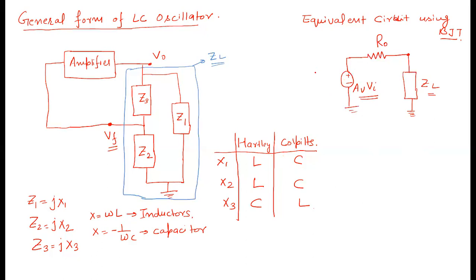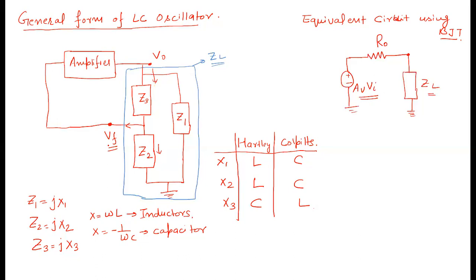Since we know the input impedance of the amplifier is very high, a minimum current will flow in this branch, and the total current will flow through Z3 and Z2. The current flowing through Z3 and Z2 is equal, since due to the higher input impedance of the amplifier, a negligible current will flow through this branch. So let's discuss further.